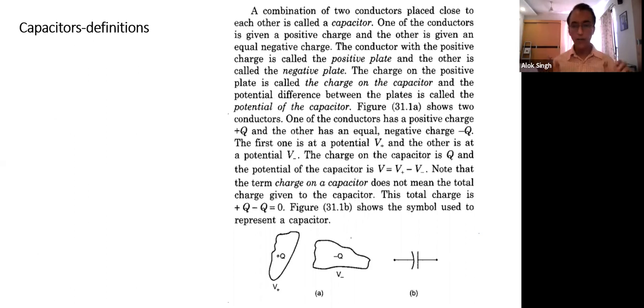When we talk about the potential of a capacitor, what exactly do we mean? It is not the potential of the positive plate, neither the potential of the negative plate. Actually, it is the potential difference of the two conductors. That's the potential of the capacitor. I hope that is clear. So what is the potential of the capacitor? Potential of the positive plate minus the potential of the negative plate. So we can represent it something like this.